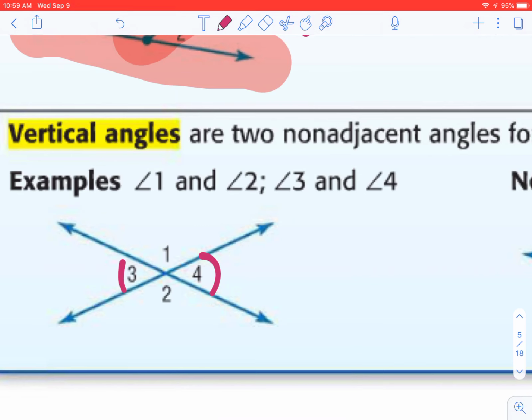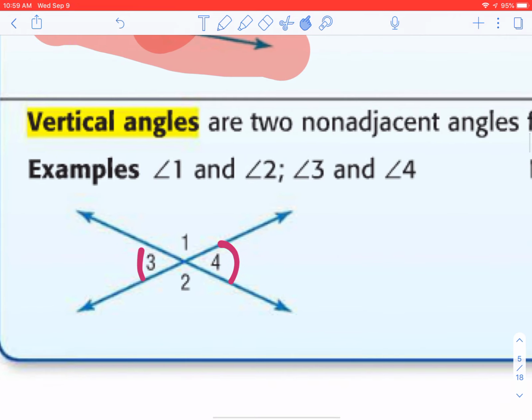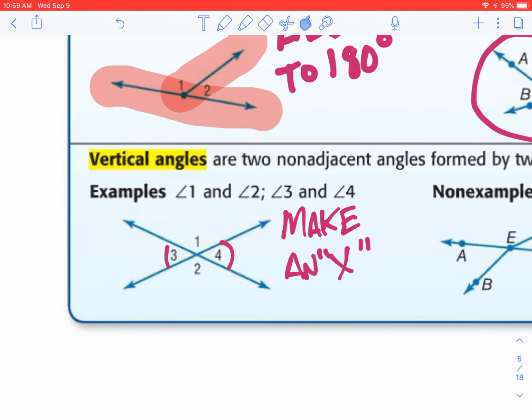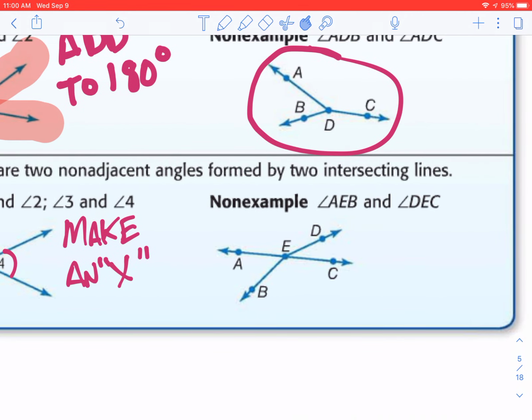We're going to be doing these the whole year in geometry. So really, really make sure you know vertical angles. What I like to say is vertical angles make an X. They always make an X shape. So if I look over here at this other example, this does not make a straight X. Because if I were to draw a straight X over this, it would look like that. So that is not a vertical angle.